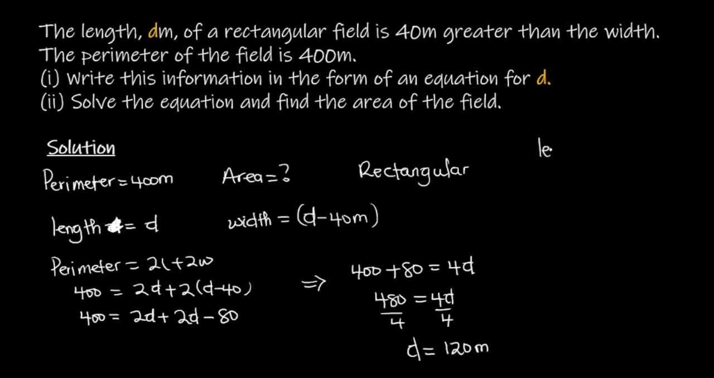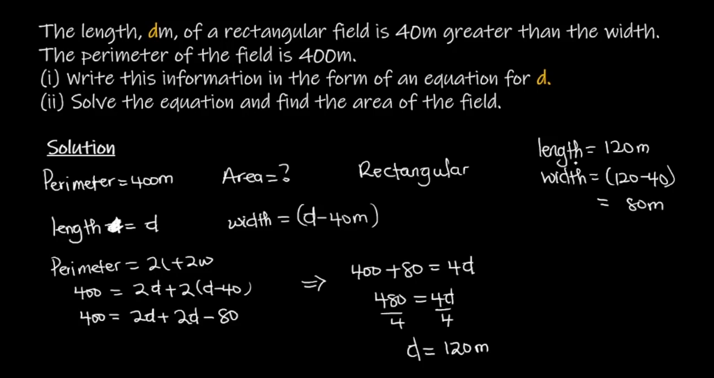So it means that our length for this rectangular field is 120 meters. Our width will be equal to 120 minus 40, and that is equal to 80 meters.